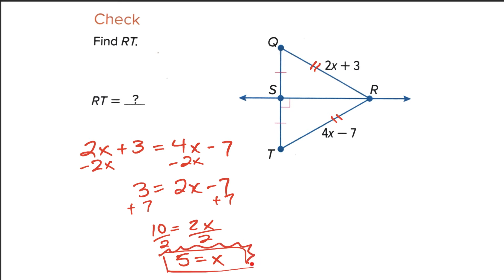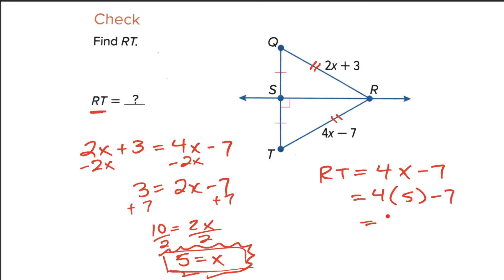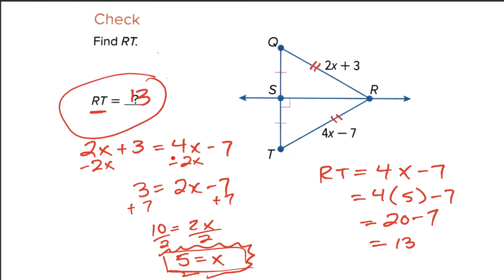Well, maybe I don't want to actually circle that because I didn't answer the question. What are they actually asking us? Oh, for RT. So we got to go back. Say, okay, well, RT is 4x minus 7. And if x is 5, we can just plug that in. So we get 20 minus 7, or 13, for an answer. Now we've answered the question. RT is 13.